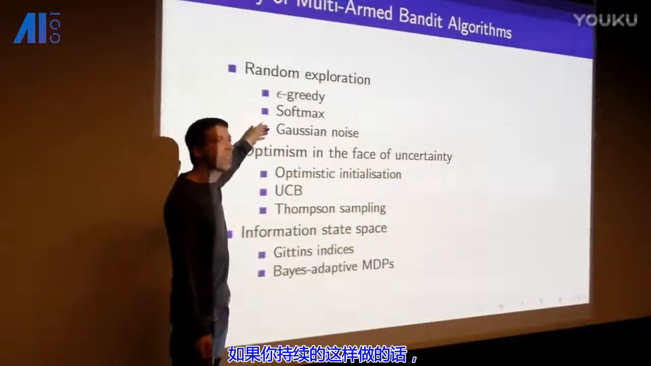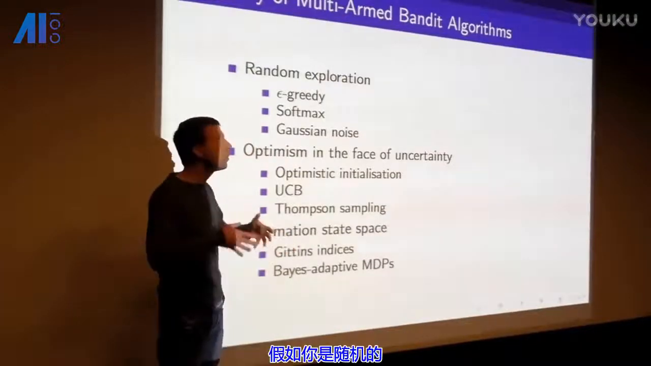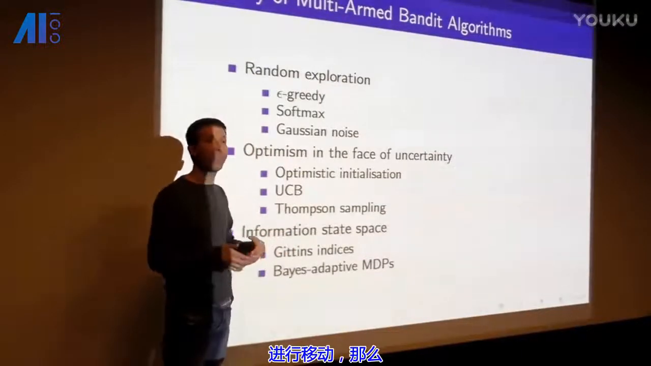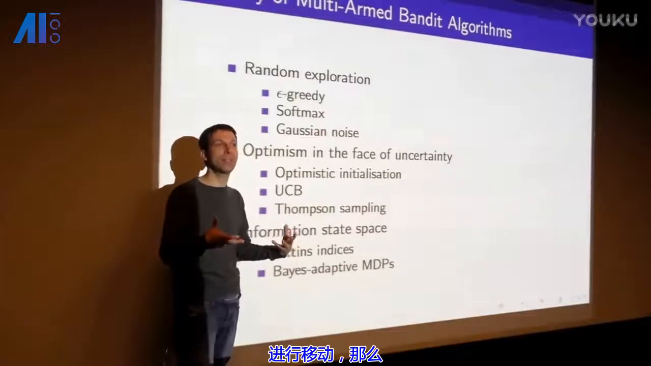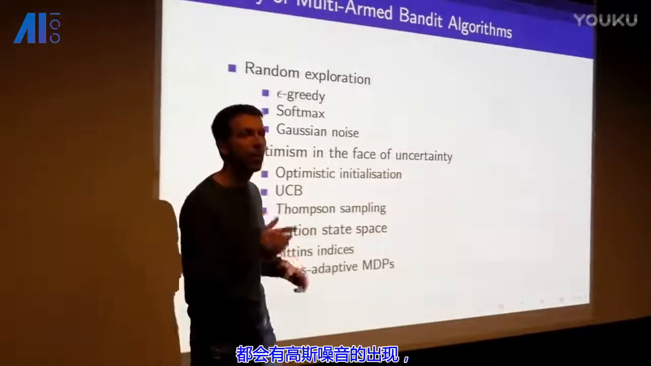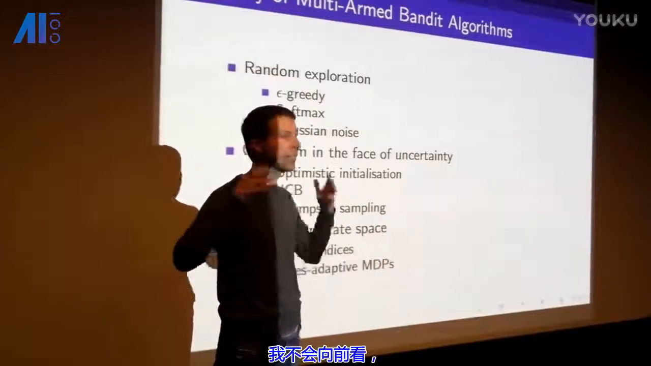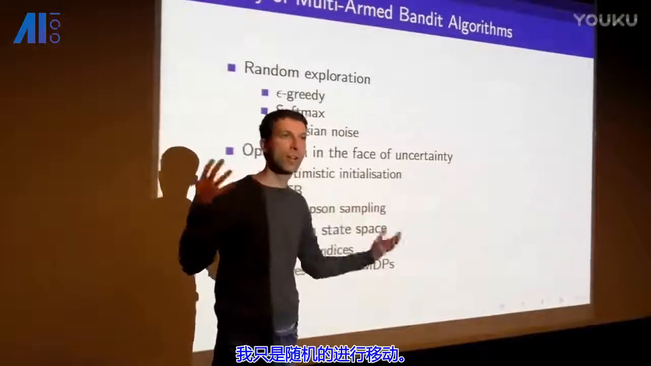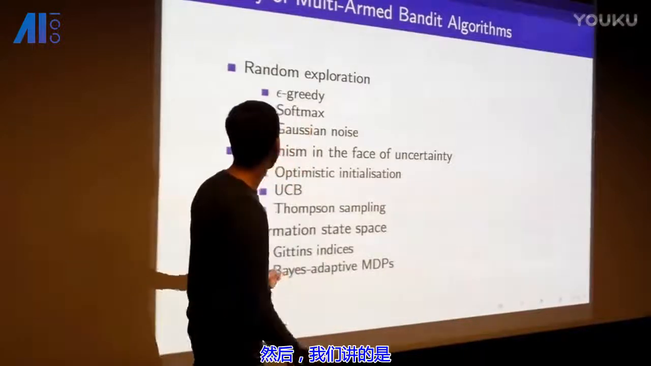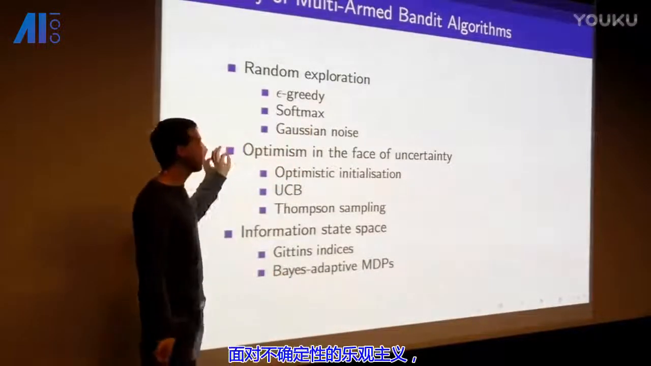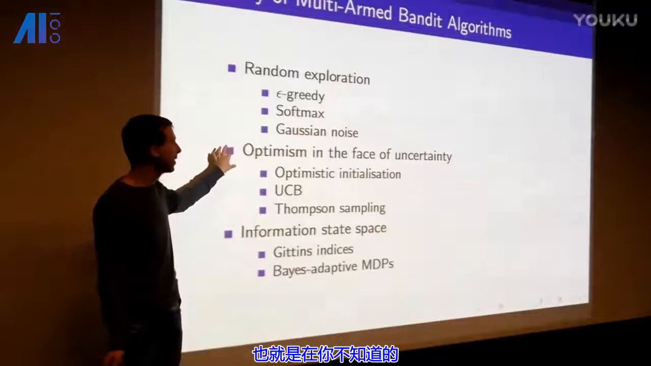If you're on a continuous domain, you could use Gaussian noise. These are all examples of random exploration in the state action space, where each time you're in a state, you flip a coin and act randomly. You don't look at your uncertainty. These are myopic methods. They don't look ahead. They don't try and figure anything out. They just explore randomly. Then we had our optimism principle, optimism in the face of uncertainty.